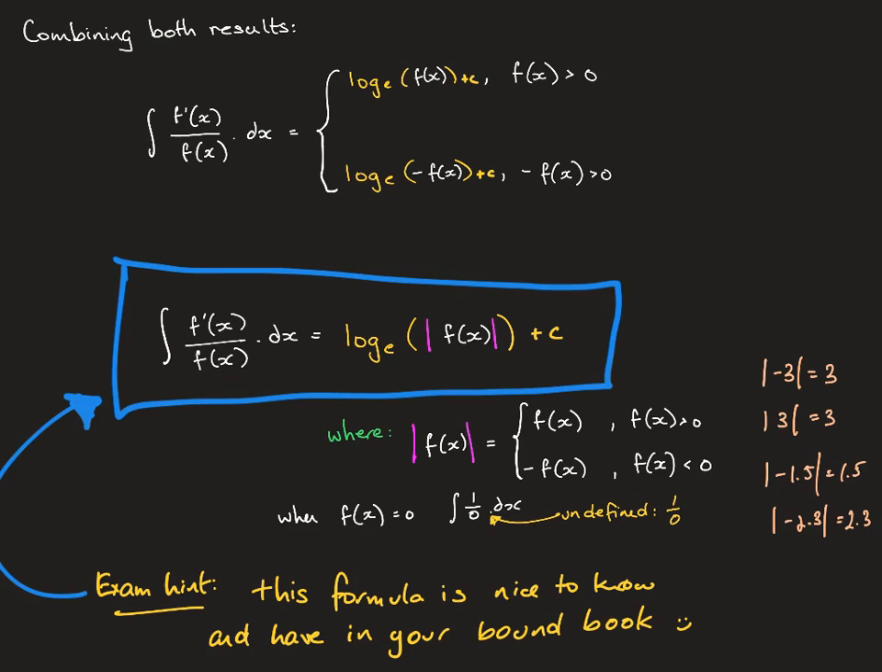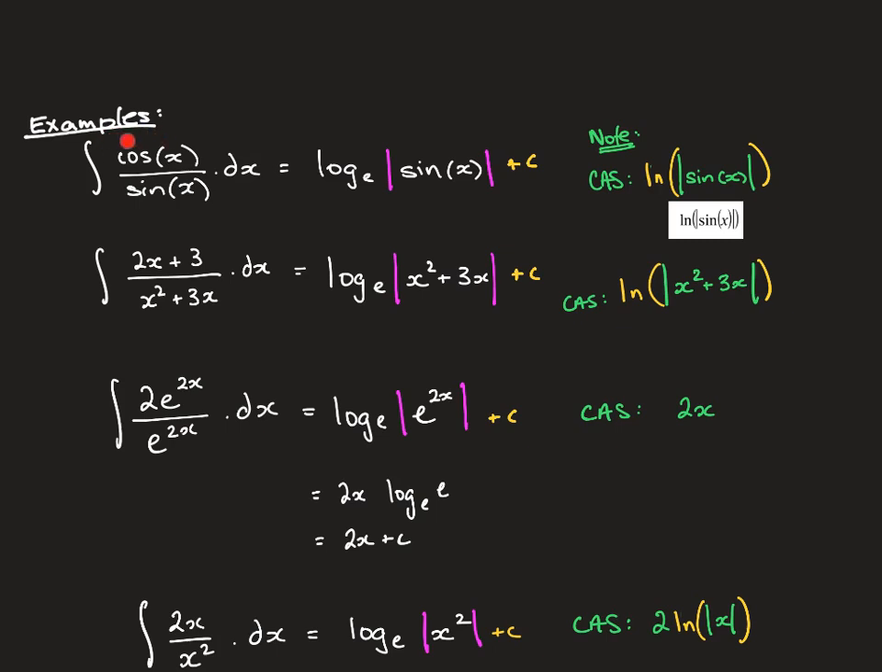Let's have a little bit of practice using this formula, and then we'll develop the formulas that are actually on the formula sheet. Okay, so here are some examples of integrals where we have a function and its derivative. So the derivative of sine x is cos x. So we've got f dashed x over f of x. So our answer is log to the base e of f of x in absolute value brackets plus c.